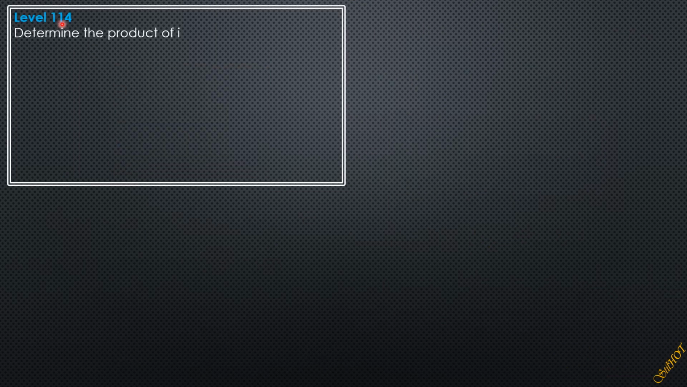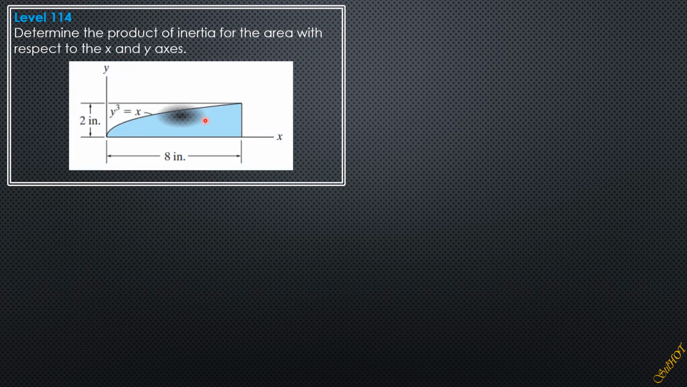Problem 114: determine the product of inertia for the area with respect to the x and y axis. So here is the given figure. Let's have a horizontal strip again for our solution. The right x is 8 inches, the left x is just x, so therefore the length of the strip is 8 minus x as shown here.